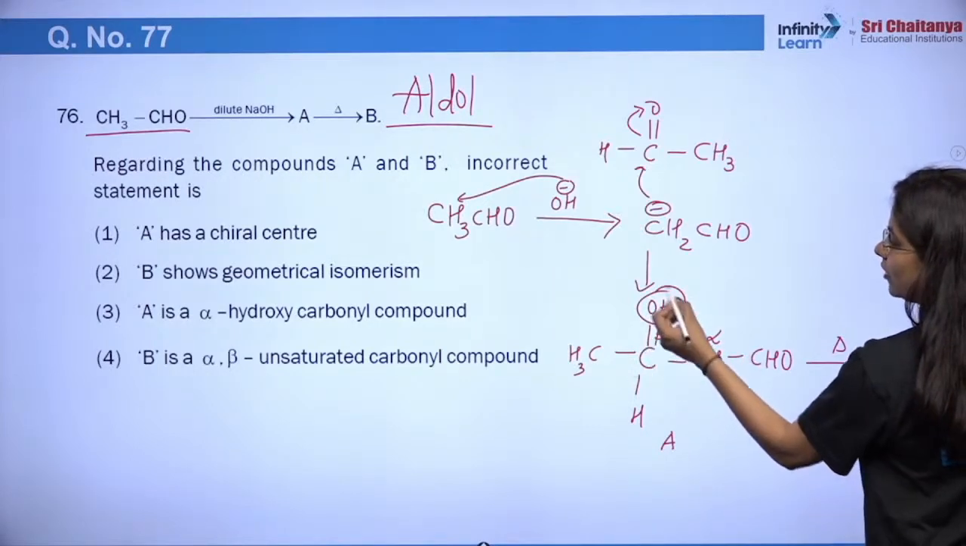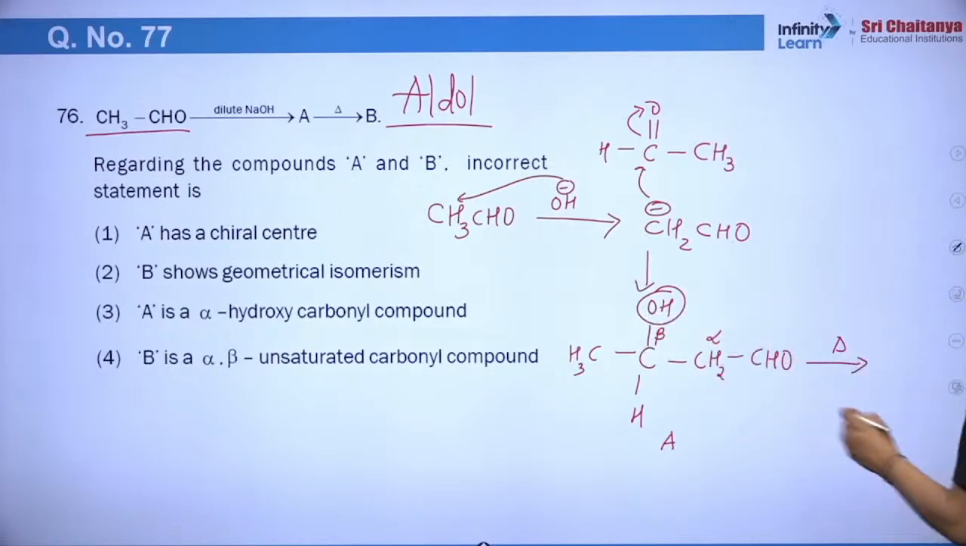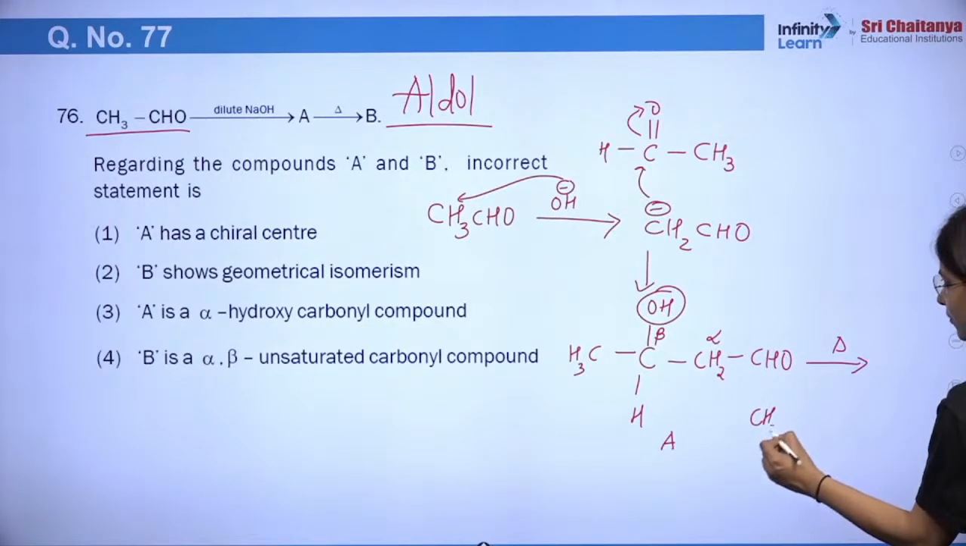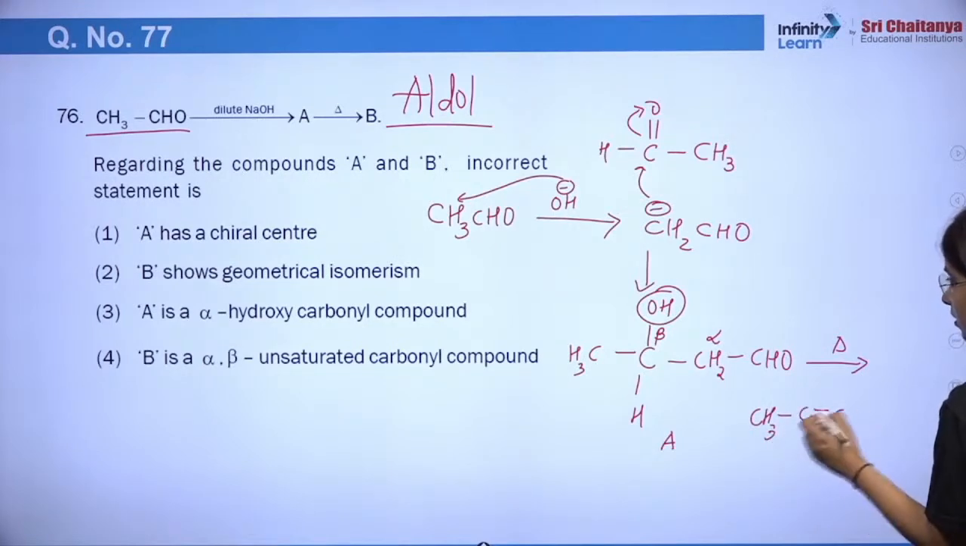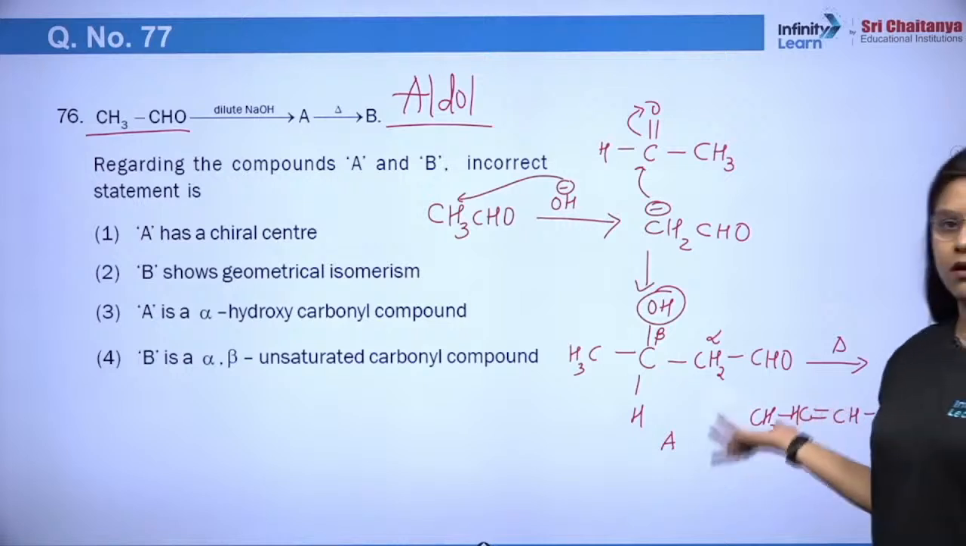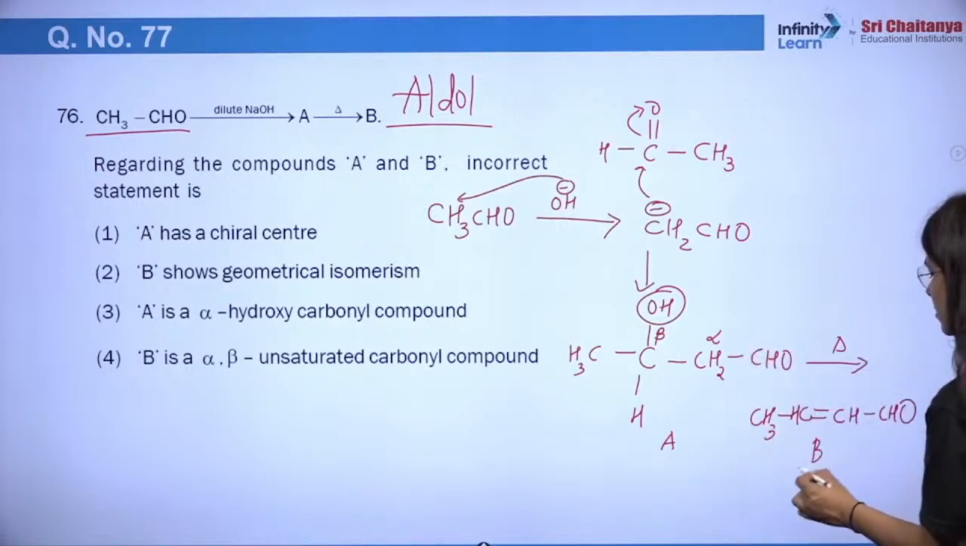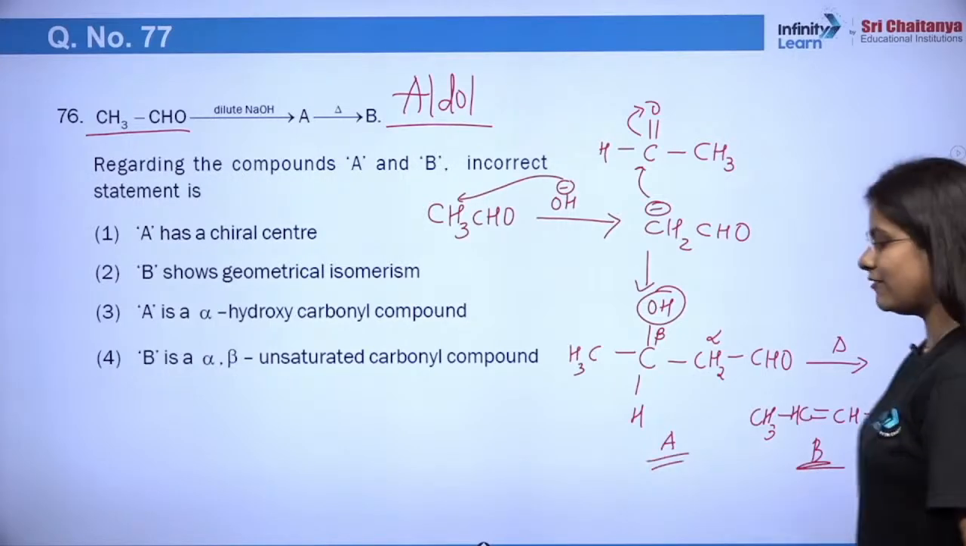Now on heating what will happen? From this position OH will go, from this position H will go, and I will get the desired product. So H is there, CH, CHO. This is an alpha beta unsaturated carbonyl compound. So this is B. I am sure you all are familiar with A and B.